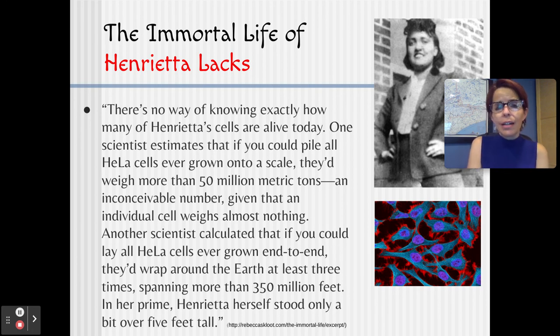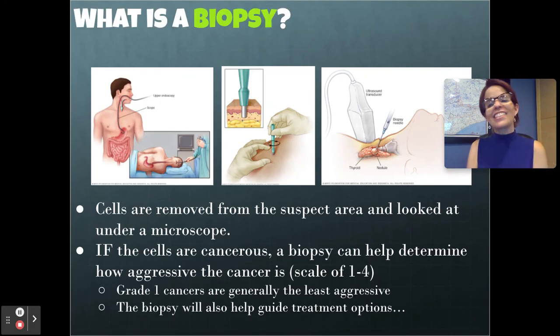That's how many laboratories all around the world are using these cells. So it's an inconceivable number given that an individual cell weighs almost nothing. Another scientist calculated that if you could lay all the HeLa cells ever grown end to end, they'd wrap around the Earth at least 3 times, spanning more than 350 million feet. In her prime, Henrietta herself only stood a bit over 5 feet tall. Little lady, and lots of her cells have been grown now.